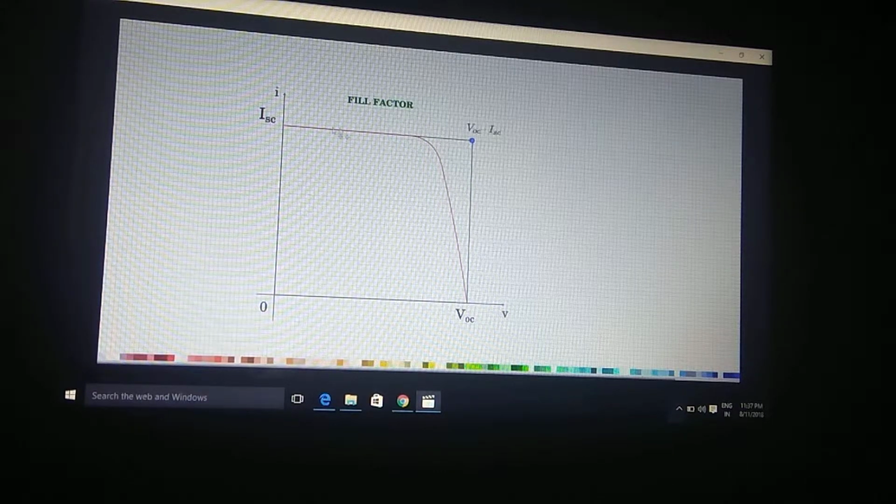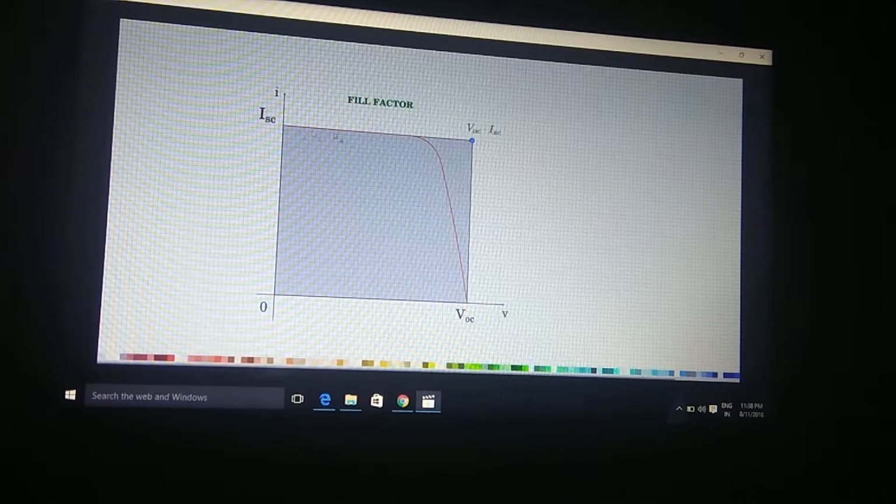Now, this VOC, ISC rectangle here, let me fill up this area. This point represents the maximum possible voltage and the maximum possible current that is theoretically possible from the PV cell, but this point will never be reached.